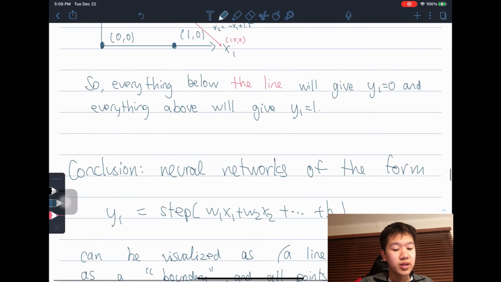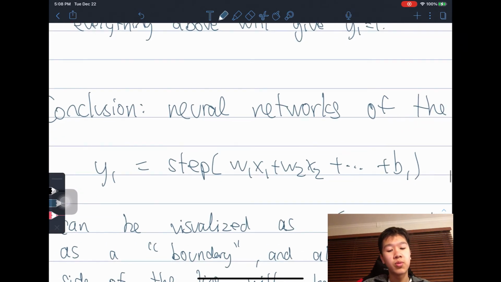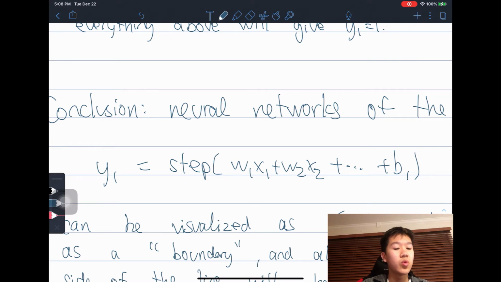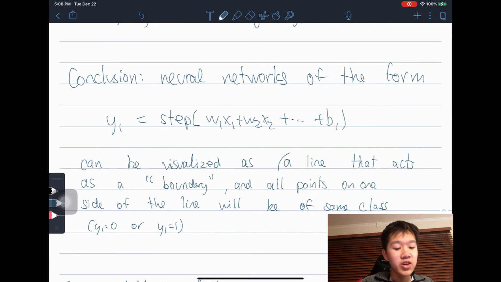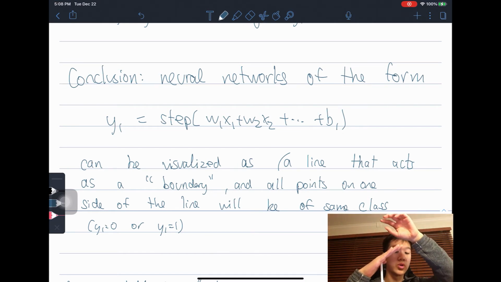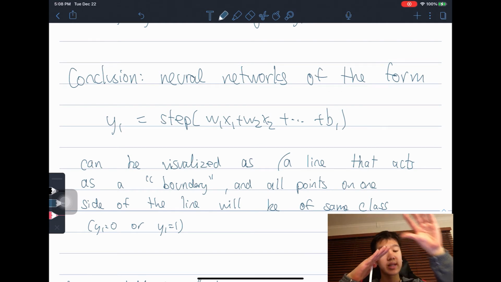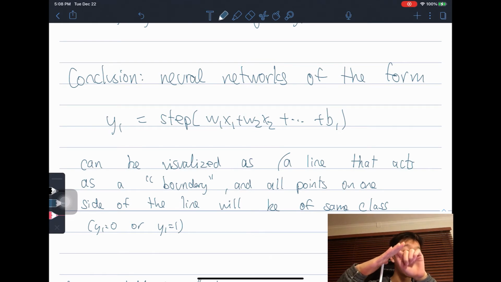So as a conclusion, the neural networks of the form y1 is equal to step of w1 x1 plus w2 x2 and so on plus b1 can be visualized as a line that acts as a boundary, and all points on one side of the line are going to be of the same class, so all zeros or all ones, and on the other side it's going to be all ones or all zeros, because on the line, that is when step of x, for x equal to 0. So as soon as you move to the top or to the bottom, it's going to give a different class.